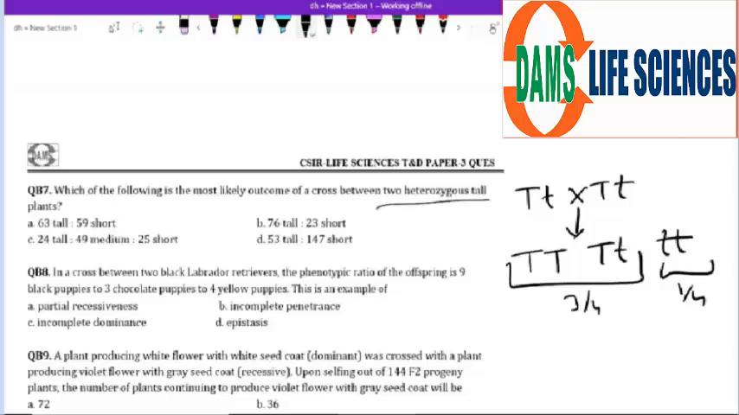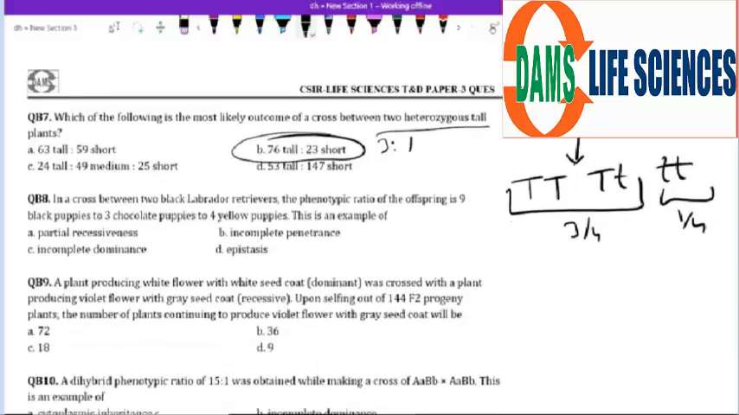So among them, the 3:1 ratio, if we look at it, then the nearest ratio to 3:1 is coming in option number B. So your answer is B, 3:1 ratio. Okay, so there was nothing much in this question. So we move on to question number 8.